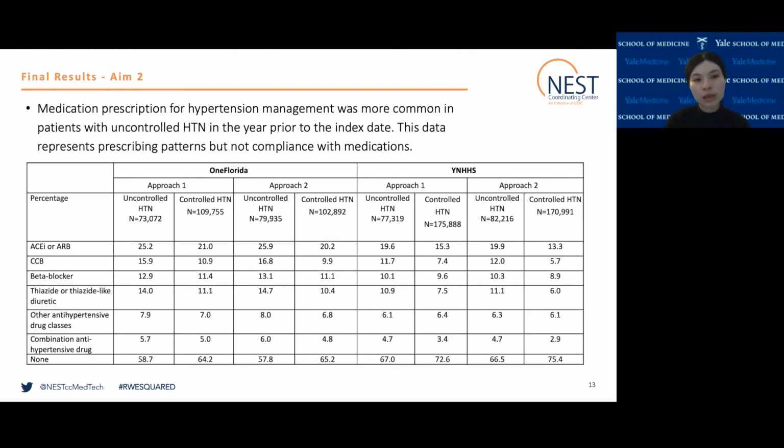And among those with antihypertensive treatment, ACE or ARB seems to be the most common drug class prescribed in both data sets, followed by calcium channel blockers and beta blockers. Combination drug class, single pill combination therapy, as you notice in the second last row, is only prescribed in about 5% of the patients across different databases. One thing we need to notice is that this data represents prescription pattern, but does not indicate any compliance with the medication among patients.